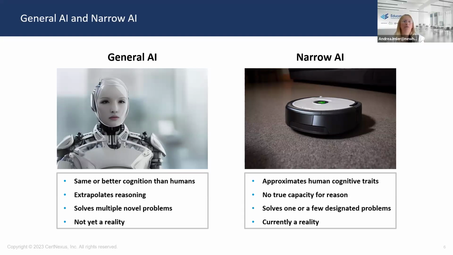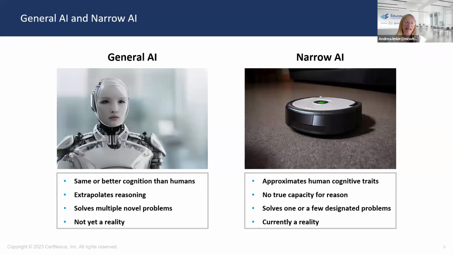So general AI would be artificial intelligence that has the same or even better cognition than humans. They can really extrapolate reasoning. They can solve multiple novel, new problems that they've never encountered before. This is not a reality right now. We are not even close to being at general AI. Maybe someday we will be, but right now, this is just the movies. This is our TV, our movie scripts. We are not anywhere near general AI.